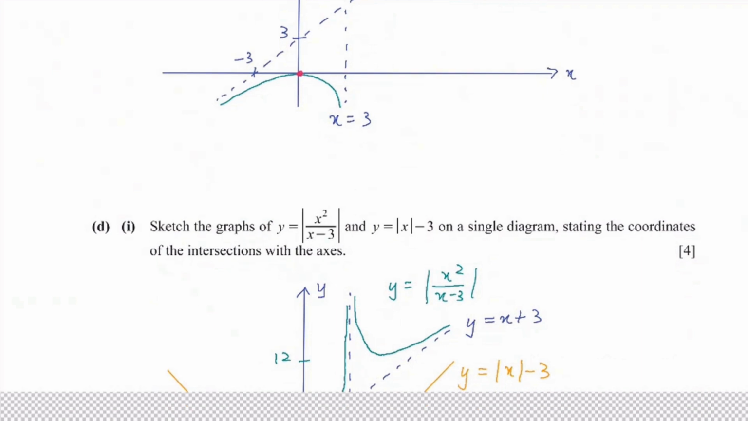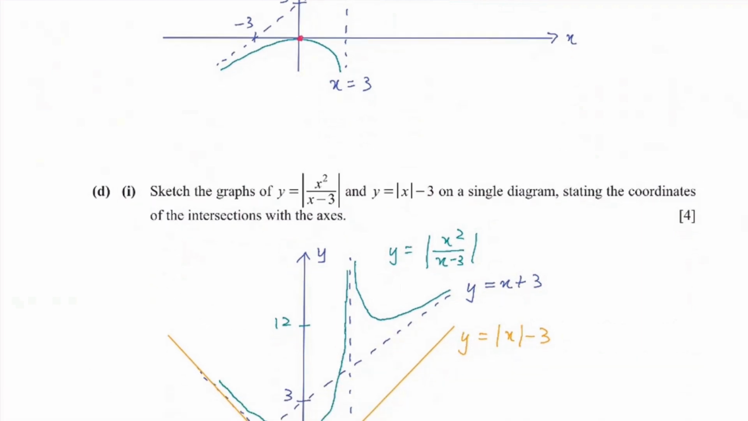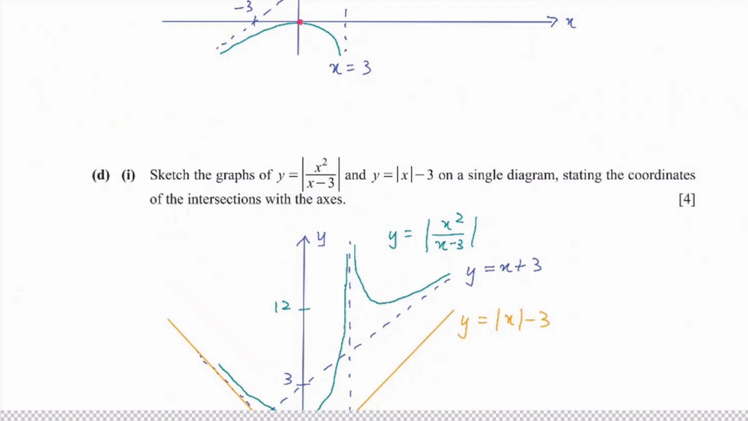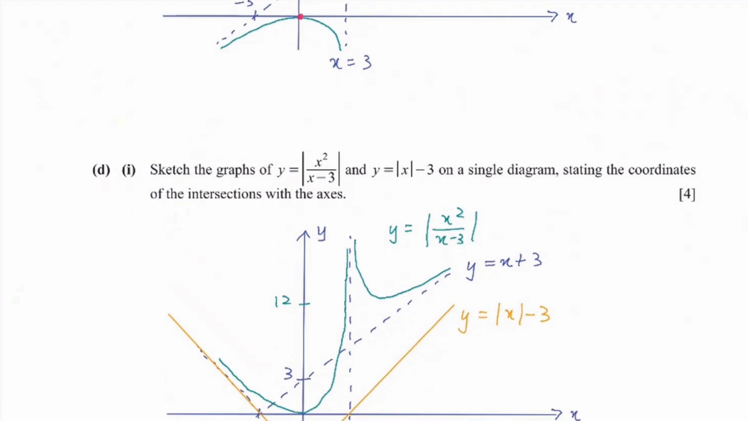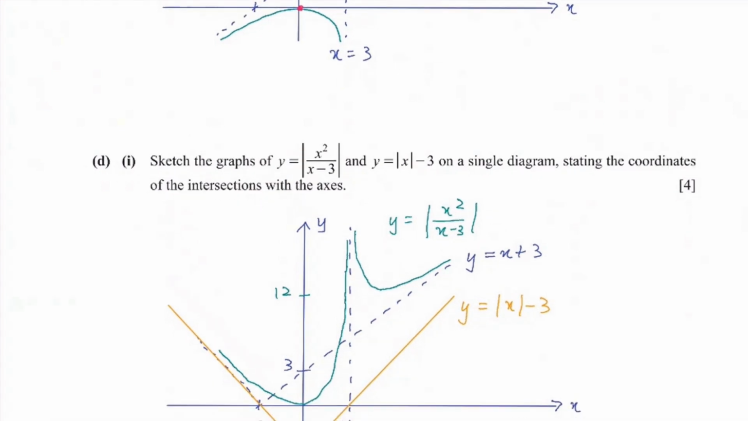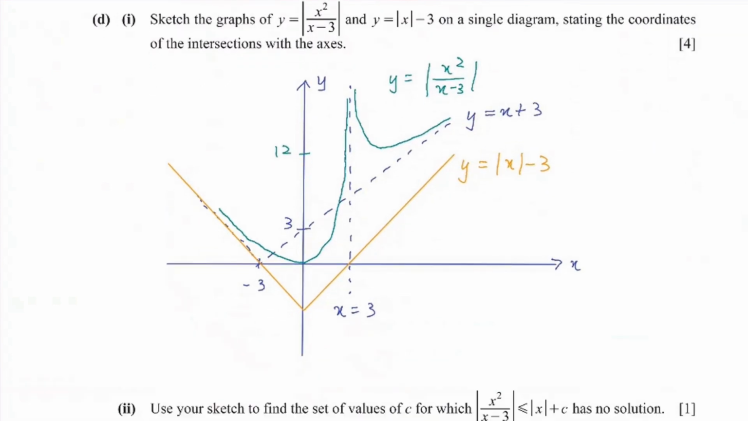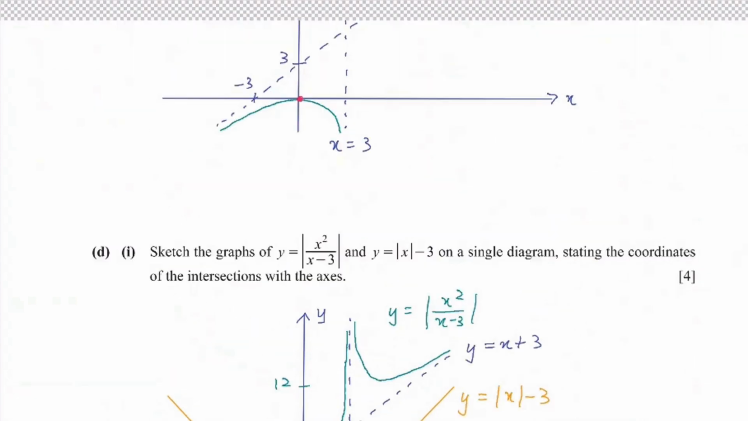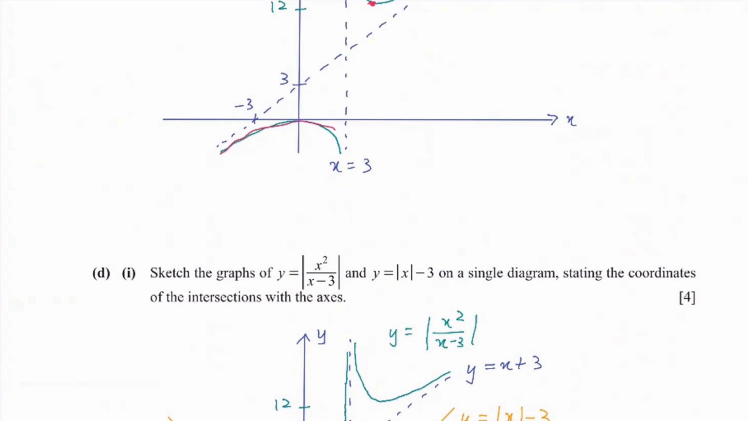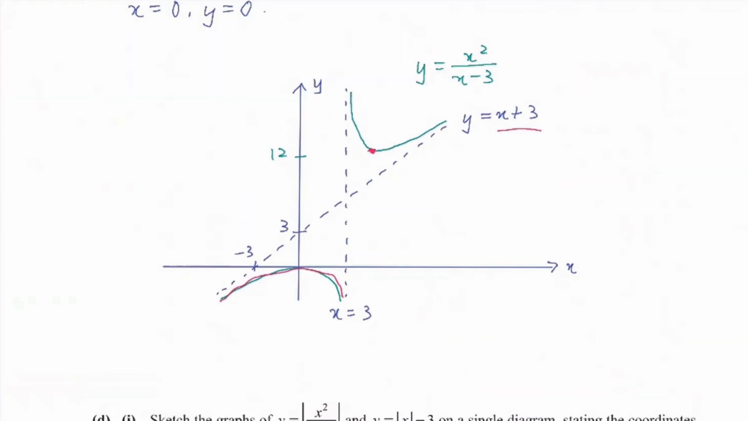So in part D, we have to sketch the modulus graph, and also y equals modulus x minus 3, stating the coordinates of the intersection with the axis. So this is what they want to see. The graph that we need to sketch is this part of the curve has to be reflected. Once we reflect it, it would also be helpful if we try to reflect what we have here as well.